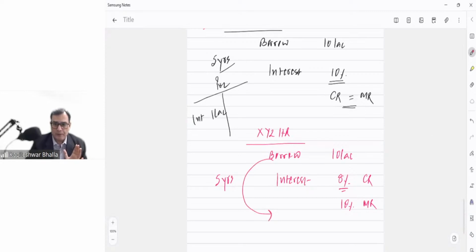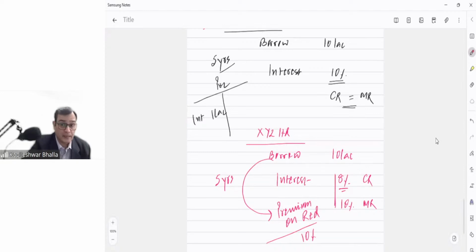Since I'm not paying this 2% interest, you're getting a loss of 2%. To compensate, mind the words, to compensate this loss of 2%, what I'll do, I'll pay you a premium on redemption. And let's say he agreed to pay a premium on redemption of 10%. He said that on the money of 10 lakh rupees, at the end of 5 years, I'm going to pay you 11 lakh rupees back.